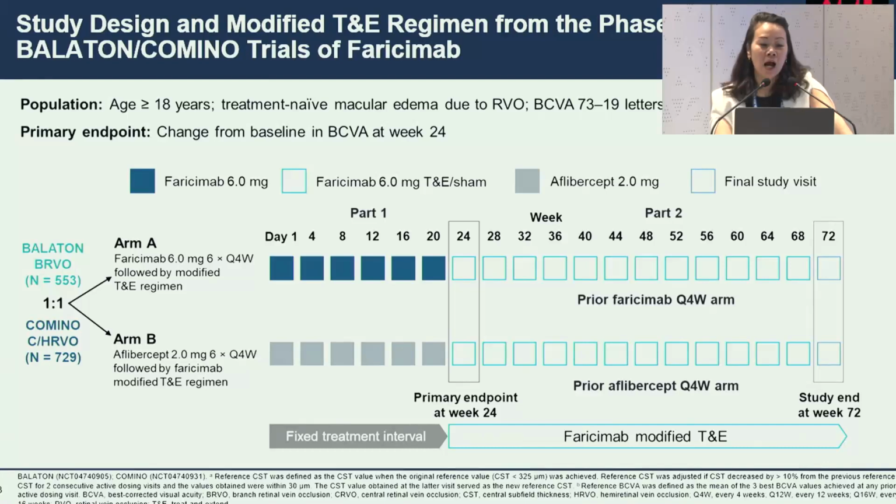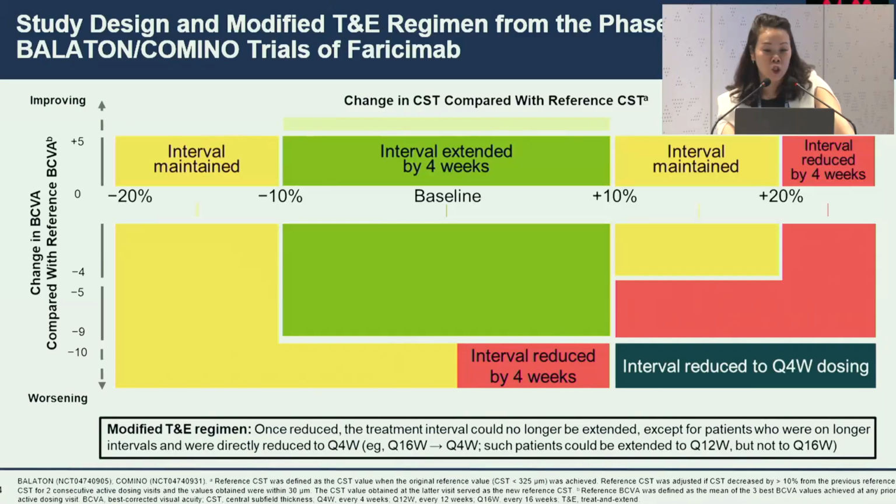So you can see we had both BALATON, which was the branch retinal vein occlusion trial, and the COMINO trial, which was the central and hemiretinal vein occlusion trial. And you can see the study design was very similar between those two trials. There was a head-to-head part of the trial where each patient was given monthly doses of either faricimab or aflibercept until week 24. At week 24, both arms were switched to faricimab, and they were then put on a treat-and-extend dosing regimen all the way until week 72.